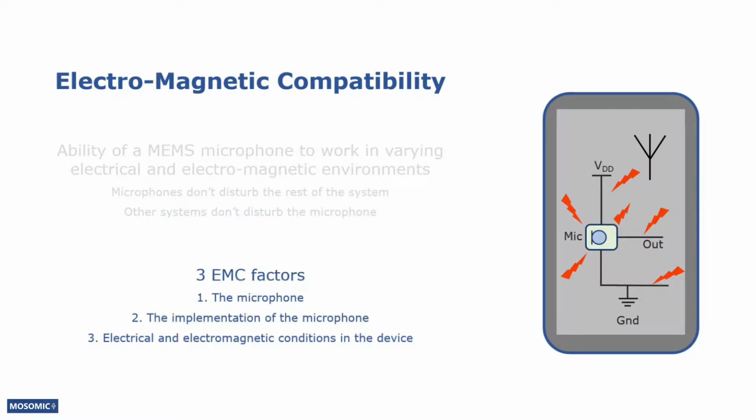Electromagnetic compatibility of a MEMS microphone in a device is affected by three main factors: the microphone component itself, the implementation of the microphone into the device system, and the properties of the device, for example, the electrical and electromagnetic conditions that surround the microphone.